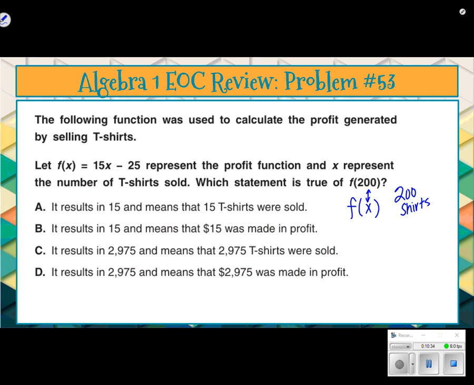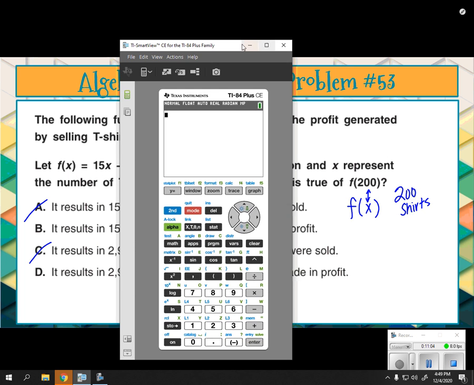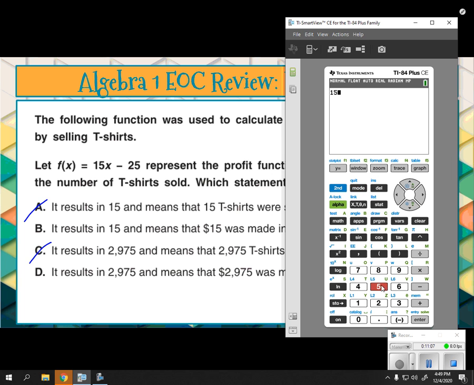It's a profit function, so it's definitely got to be about money. So it's not going to be A and it's not going to be C, because that says how many shirts were sold, and we already know that there are 200 shirts. Pretty sure it's not $15 made in profit if we sell 200. I'm pretty sure D is the right answer, but let's stick it in the calculator just to be on the safe side. We're plugging in 200. So 15 times 200 minus 25 is 2,975. So D is the correct answer.